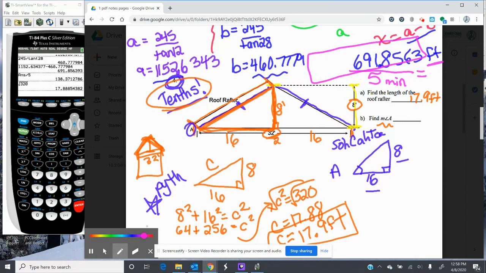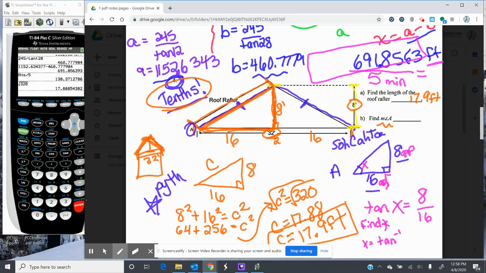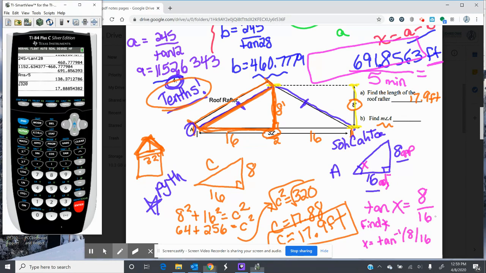So the 16 is adjacent to angle A, and 8 is opposite, so it's going to be a tangent function. And I'm going to put x variable in at angle A, and x equals the opposite 8 over 16. Now remember, to find an angle, we need to put in the inverse function, which is going to be tan to the negative 1. So x equals tan to the negative 1 of 8 over 16. And on your calculator, what we have so far, second tan, 8 divided by 16 is going to give us 26.